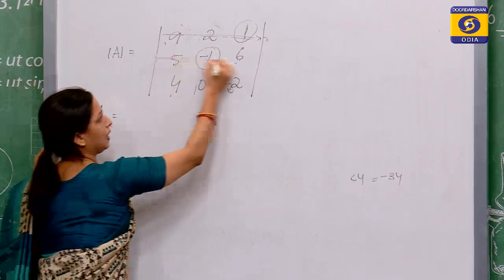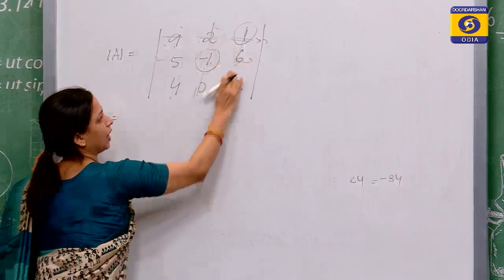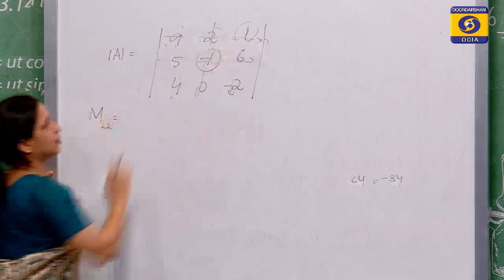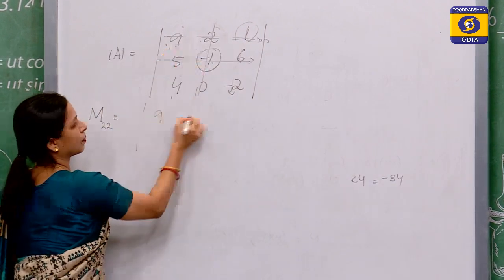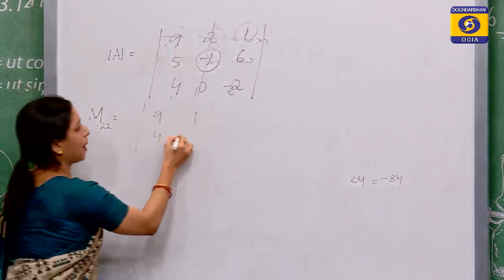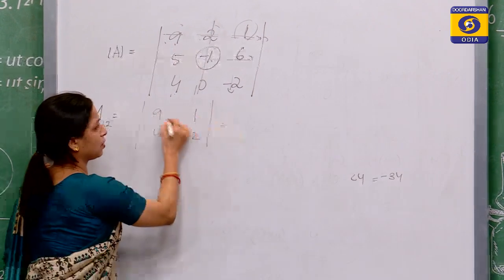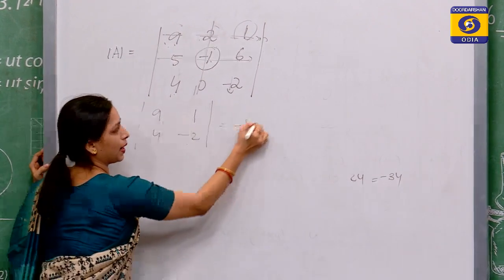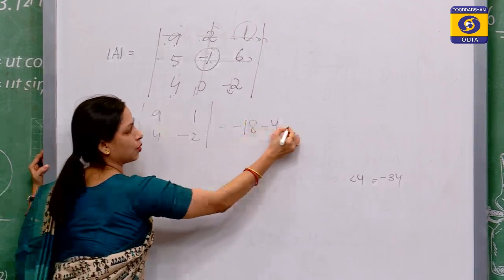Now, I delete the row and the column in which -1 exists, right. What is remaining? 9, 1, 4 and -2, right. Again, now I cross multiply. So, 9 into -2 is -18, minus 1 into 4, minus 4. What is the answer?